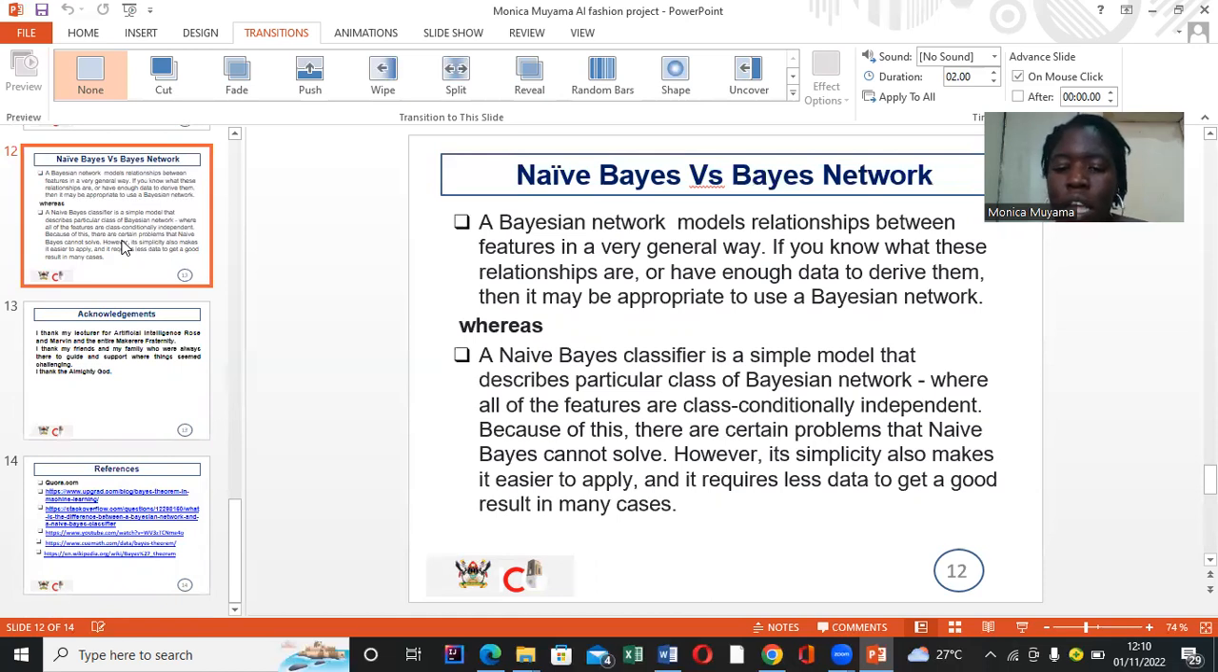Because of this, there are certain problems that naive Bayes cannot solve. However, its simplicity also makes it easier to apply, and it requires less data to get a good result in many cases.